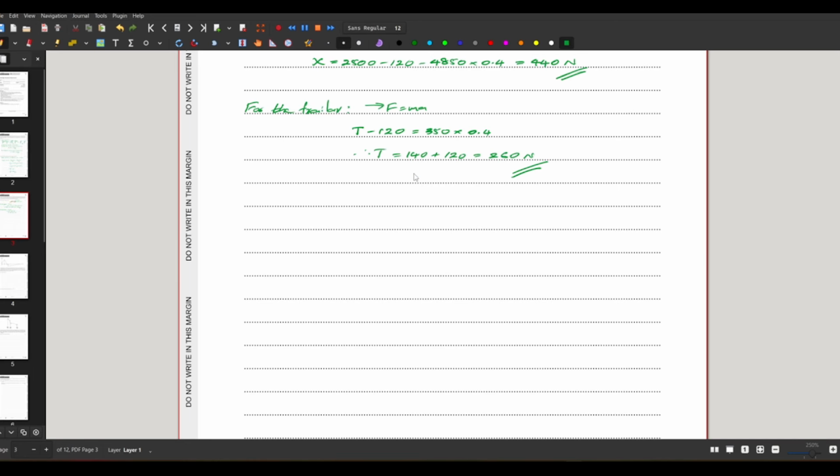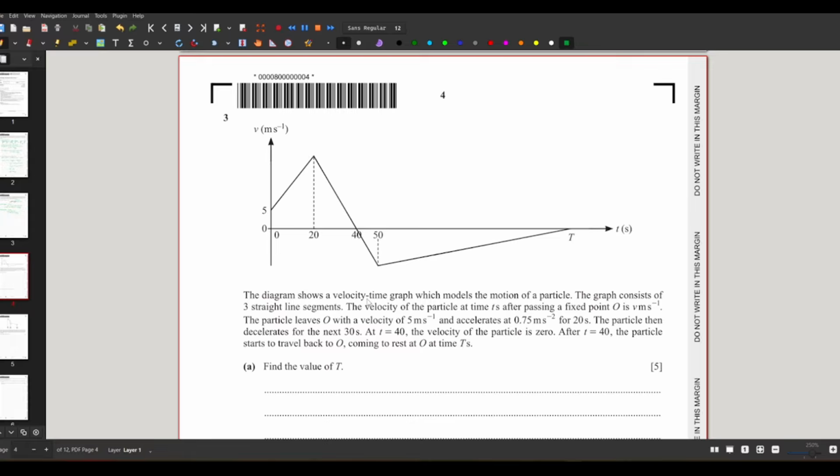Okay, so now let's move to question number 3. Here you can see that there is a velocity time graph. The diagram shows a velocity time graph which models the motion of a particle. The graph consists of 3 straight line segments. The velocity of the particle at time t after passing a fixed point O is v. So this is a general value v for this graph. The particle leaves O with a velocity of 5. So at time 0, the initial velocity is 5, and the acceleration is 0.75.